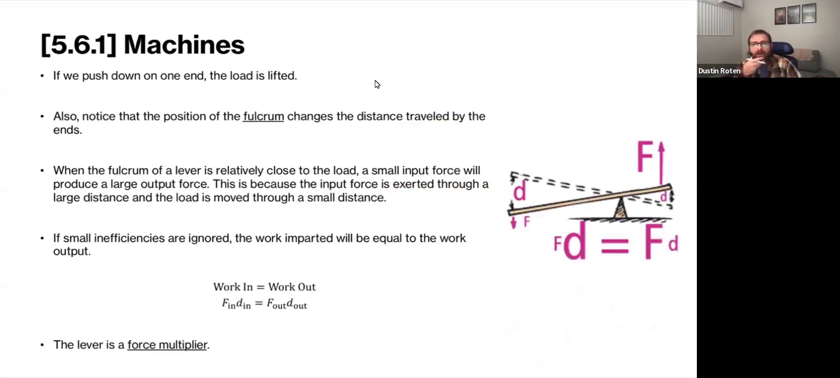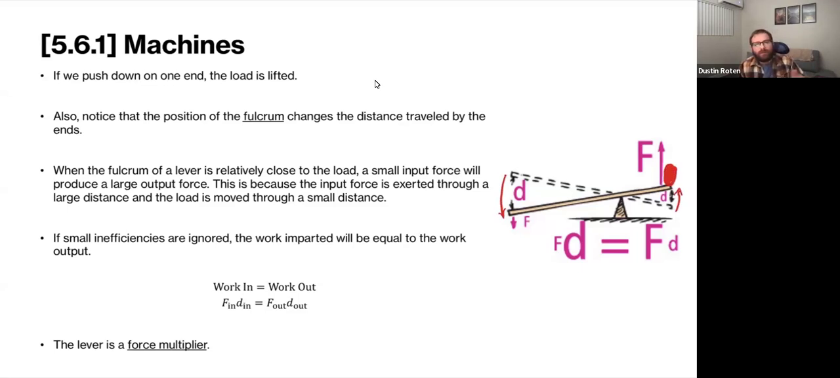Now, if we put a load on one side, if we want to lift something heavy, the idea is if you make a really long lever arm on a lever, you can actually lift something really heavy. So if we push down on one end, like this, a load is lifted. So maybe we're lifting a large boulder that sits on the end here. So there's our load.